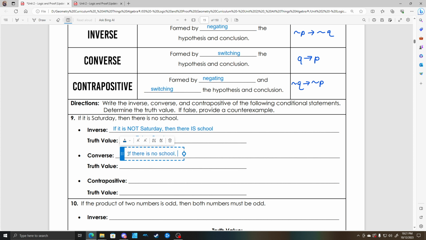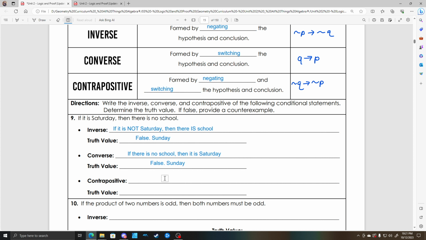then it is Saturday. Now let's think about it. Is this true? If there is no school, then it is Saturday. Well, guess what? Sunday still exists. So this is also not true, right? Because if Sunday exists, then we have another day that it could be if there's no school.